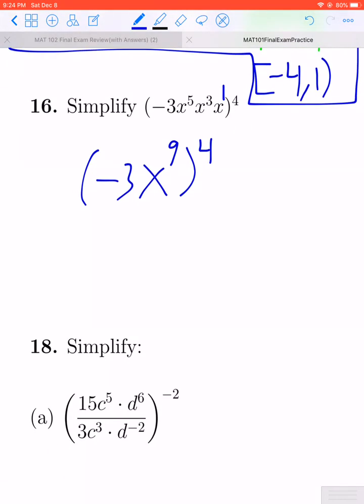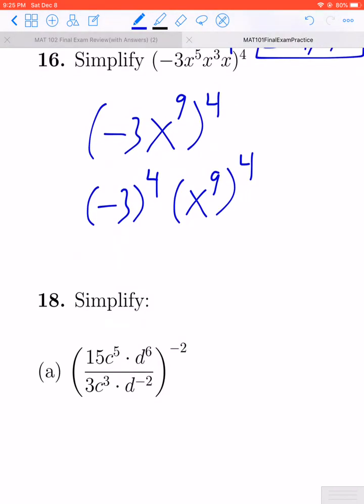For the next step, we're raising a product to a power. So we need to make sure that we raise every term on the inside to that fourth power. So it's going to be negative 3 to the fourth. And we also need to raise the x to the ninth to the fourth power. Negative 3 to the fourth means negative 3 times negative 3 times negative 3 times negative 3. That'll end up being a positive 81. And then when you have x to the ninth to the fourth, that's a power to a power. Whenever you raise a power to a power, you multiply the exponents. So it'll be x to the 36th.